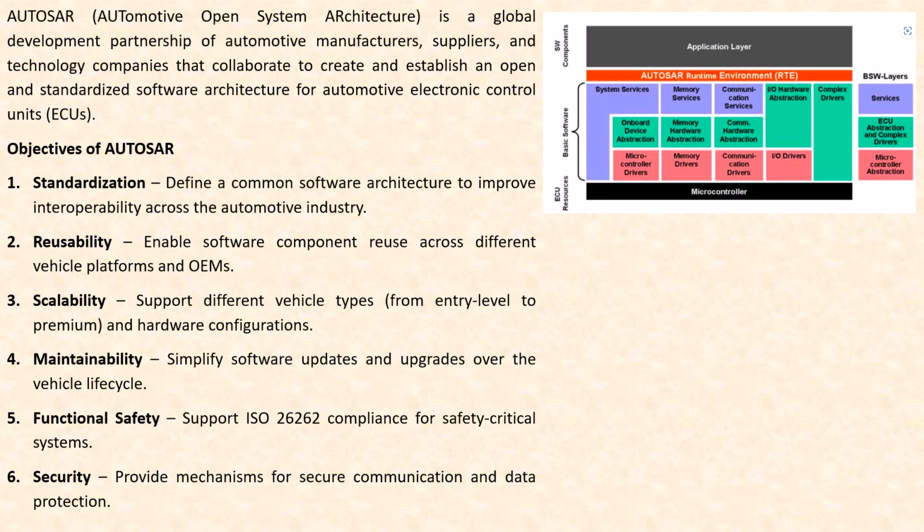What is Autosar? Autosar is an acronym for Automotive Open System Architecture. Autosar is a global development partnership of automotive manufacturers, suppliers and technology companies that collaborate to create and establish an open and standardized software architecture for automotive electronic units. Okay, in case you don't understand this sentence, read this sentence a couple of times. You clearly understand that there is something called a consortium, a collaboration of various companies to establish a standardized software architecture especially for automotive electronic control units.